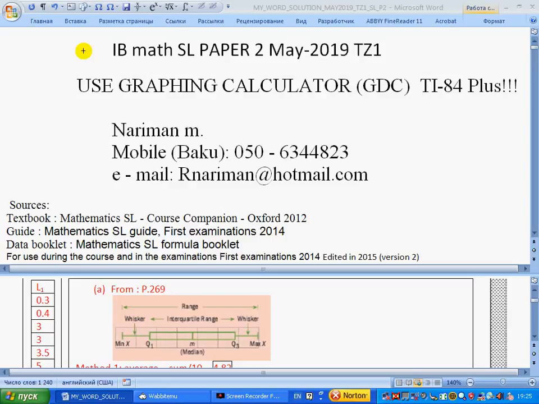Hello students, today we'll discuss IB Math SL Paper 2, May 2019, Time Zone 1. In this paper you can use a graphing calculator, TI-84 Plus, for example.